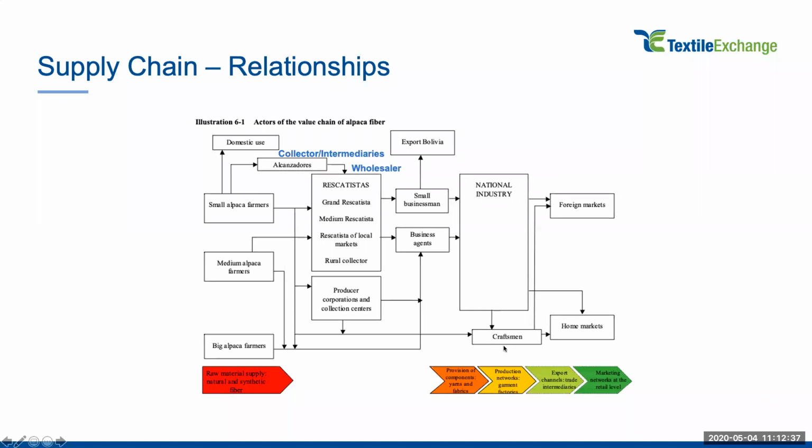You can also see the mention of craftsmen down here, and this group is selling to the home market, which would be the local market in Peru. And there are many craftspeople in Peru who hand spin, hand dye, knit, and weave alpaca as a traditional craft. And so there's a large market within Peru for these items, as well as some that are exported. And then you can also see that the national industry also produces to sell in the home market. And this is for more high-end luxury retail for Peruvians.